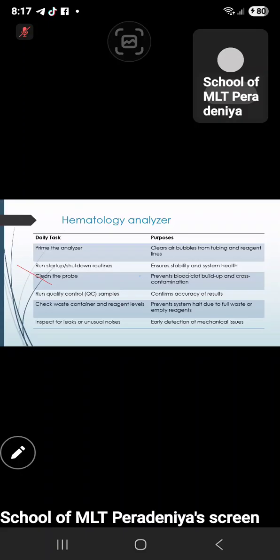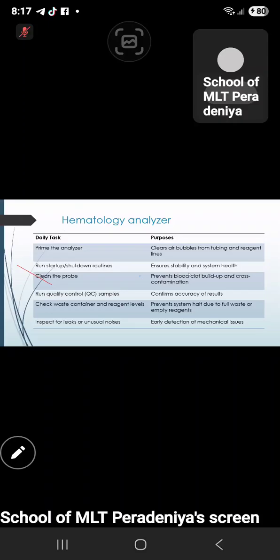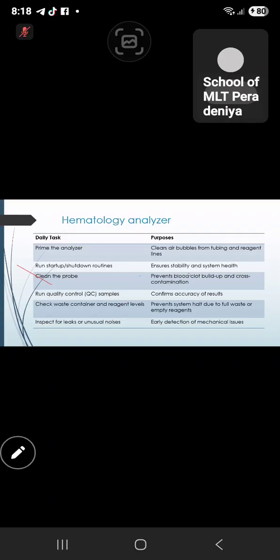So it is very important for the stability as well as the health of the equipment. And the probe, yes, you told me that cleaning is very important because it is where the samples are aspirated. So we have to do it daily, right? To prevent blood clots as well as protein buildup.